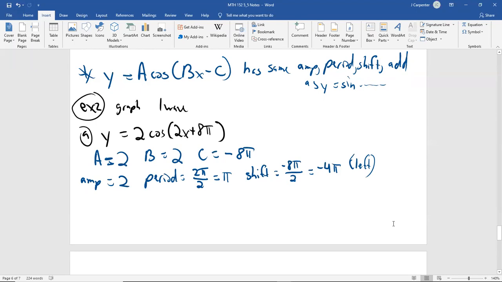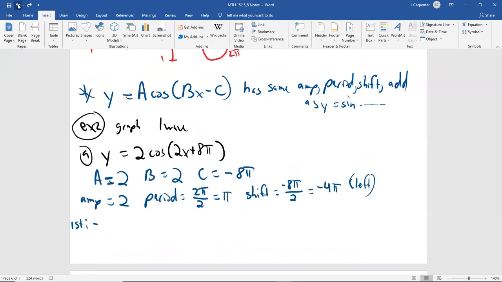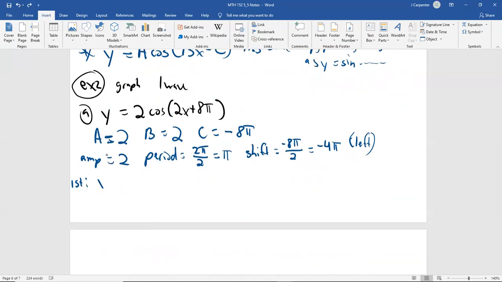So we need to first find the x values, which means we start with the shifting value. The first point should be negative 4 pi. x1 equals negative 4 pi. Then x2, we take that negative 4 pi, and I did this out of order intentionally, and we add something.